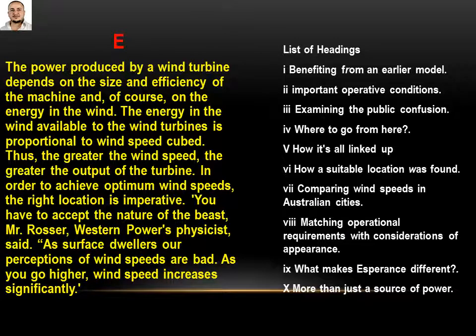Paragraph E says the power produced by a wind turbine depends on the size and efficiency. Here we have conditions. How do we know? Since we have the word depends on. Depends on means conditions. So we have here number 2, important operative conditions. That's the only answer.